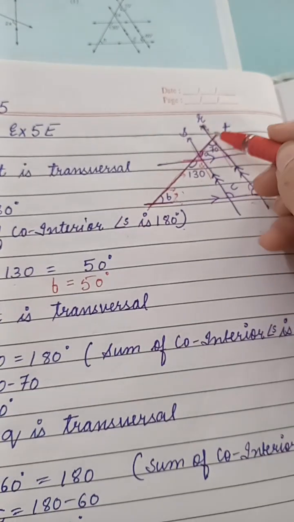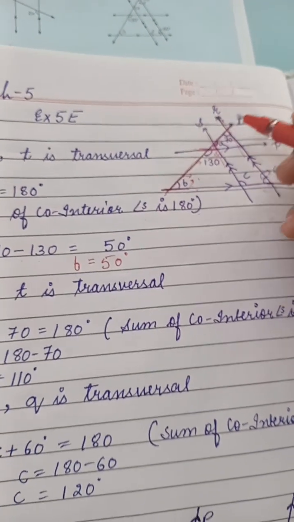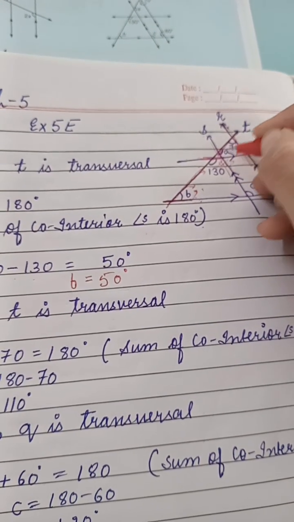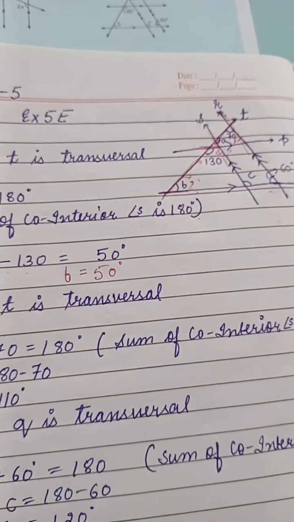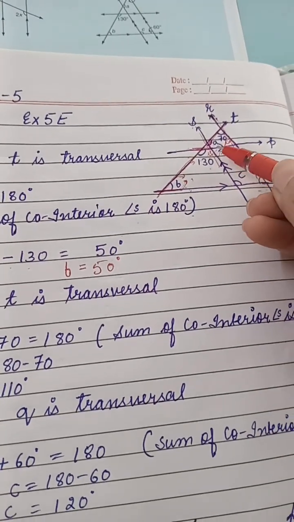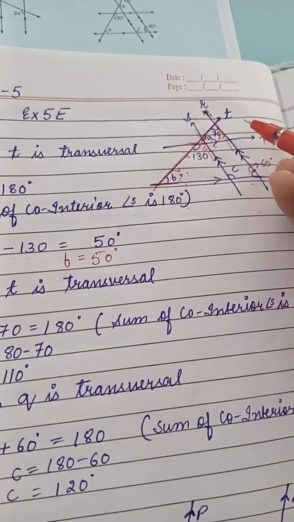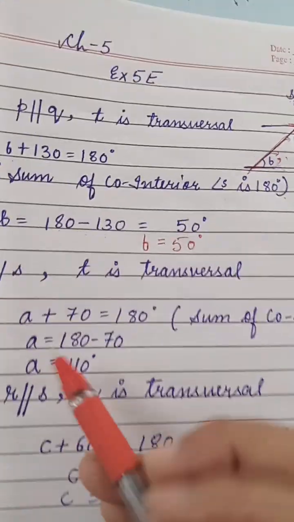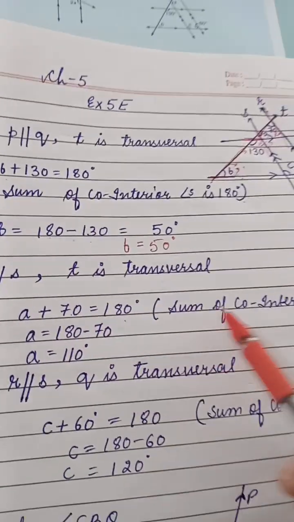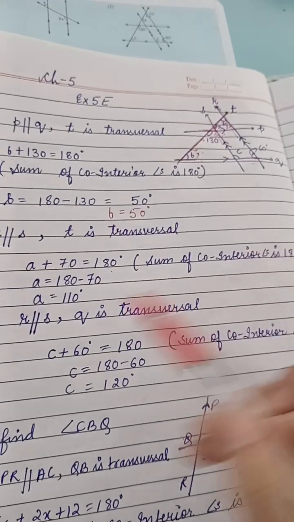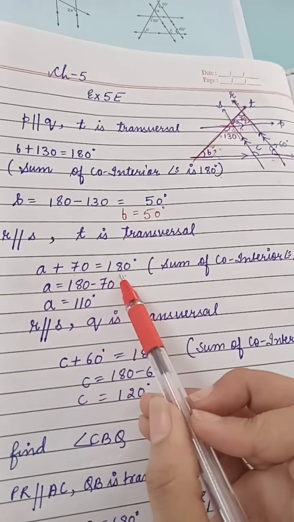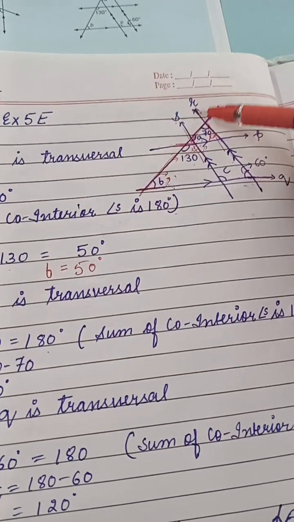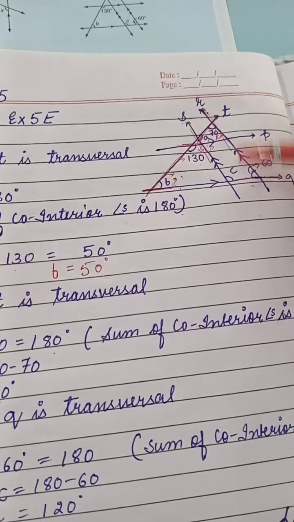So coming to the first transversal T. They are in the interior of the parallel lines and on the same side of the transversal, so they form co-interior angles. A plus 70 equals 180. Sum of co-interior angles is 180 degrees. For angle A, again side change, sign change: 180 minus 70 is 110.